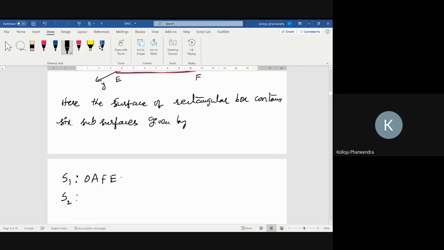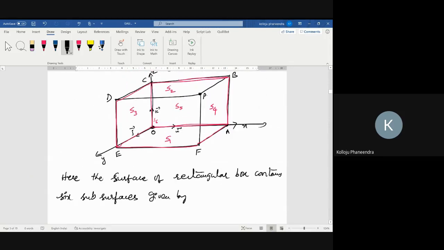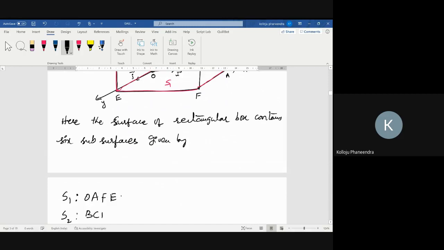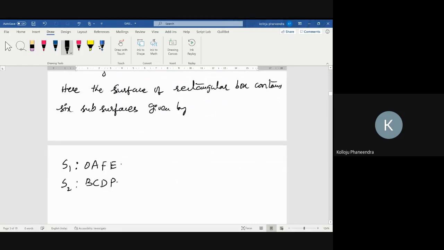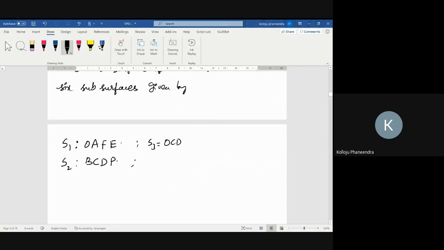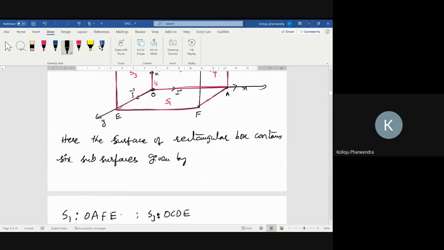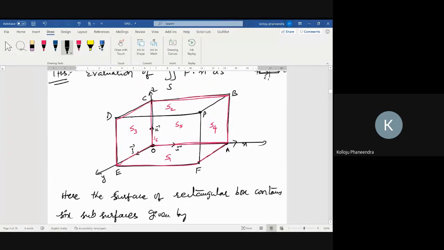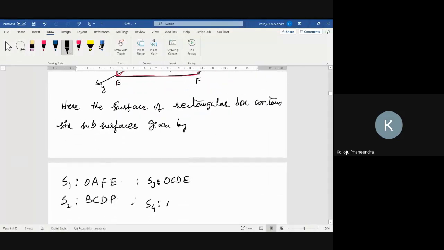Next one, S2. S2 means the parallel top one. What is the top surface? I can write B, C, D, P. Done. Next one, what is S3? S3 means this side one. This side, in the YZ plane, belongs to O, C, D, E. Next one, what is the S4 surface? S4 is the parallel surface, this one. That is A, B, P, F.